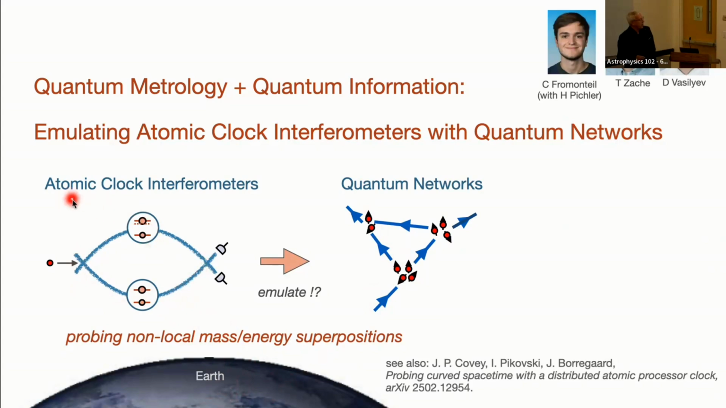And when you talk about the atomic clock interferometer, we have, of course, this internal two-level system. So not only spatial superposition of atoms here, but also redshifts, like in the gravitational field of the Earth. Of course, you would like to do that at the end in a more non-local way. And can we emulate that on something like a quantum network?